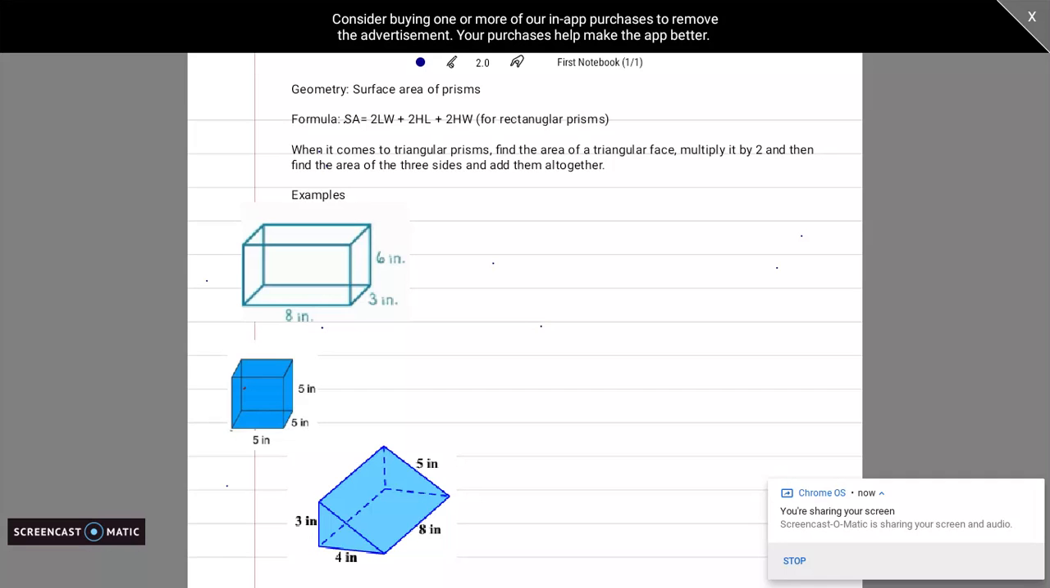Hey guys, welcome back. Today we're going to be talking about how to find the surface area of prisms. So I have three examples here. I have a rectangular prism, a cube, which is a square prism, and a triangular prism.